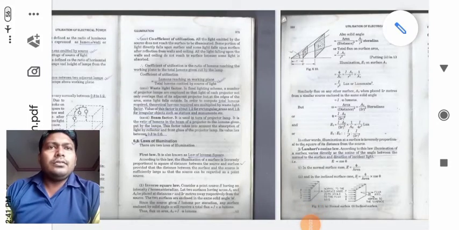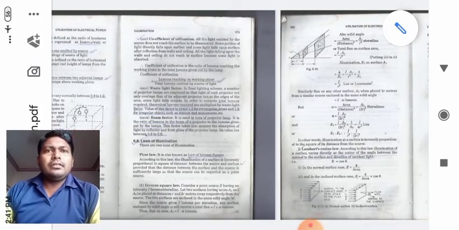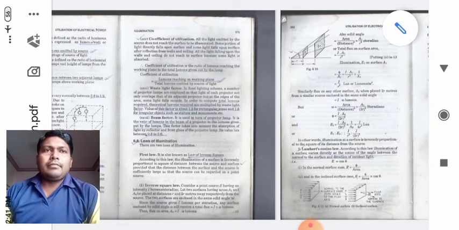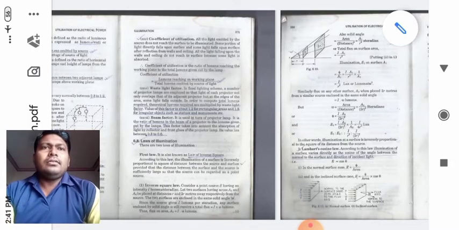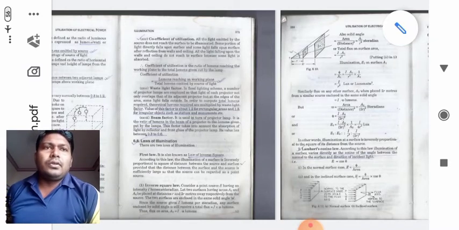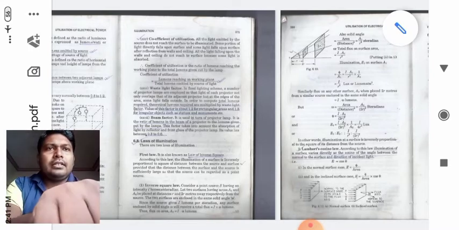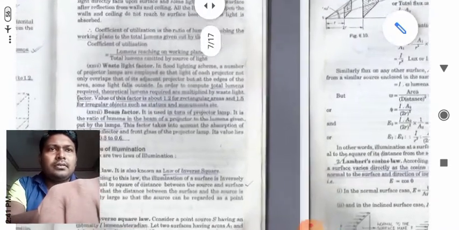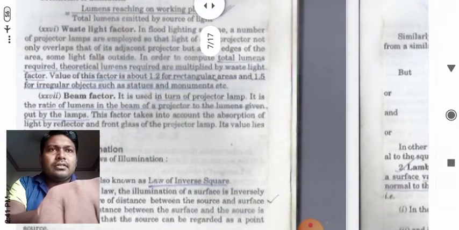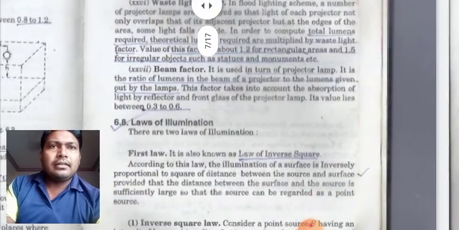Today we will continue the laws of illumination. This video class is useful for 5th semester diploma students, and we will discuss the chapter of illumination in this class. In our last class, we discussed these laws of illumination. Let me give you a recap of what we read in our last class.